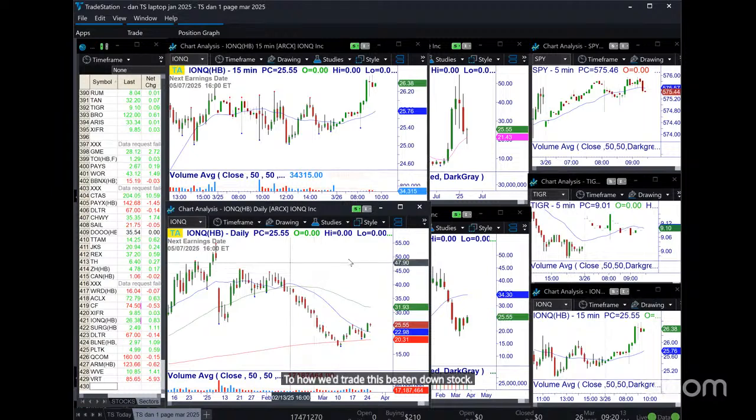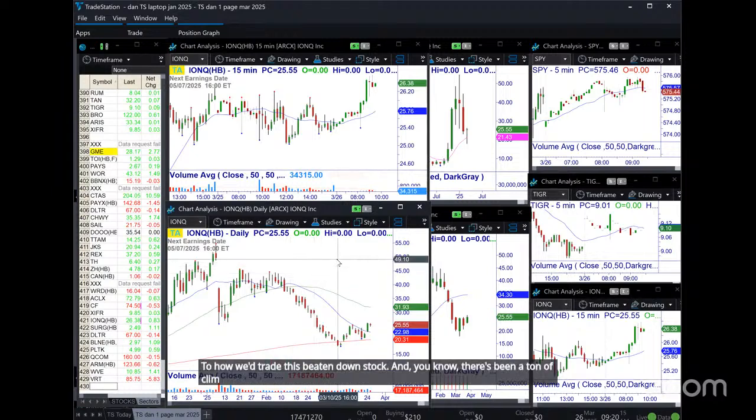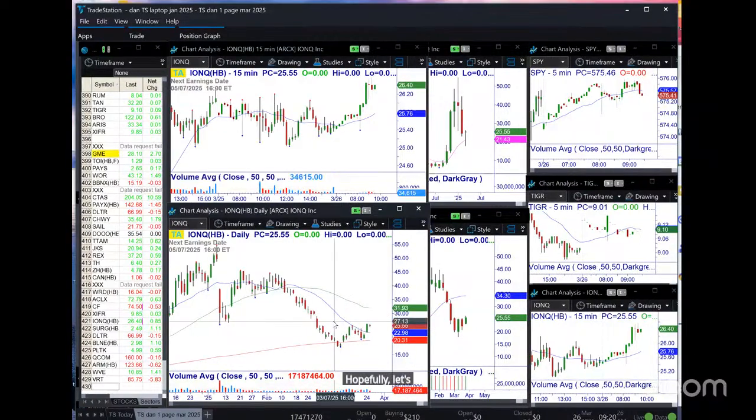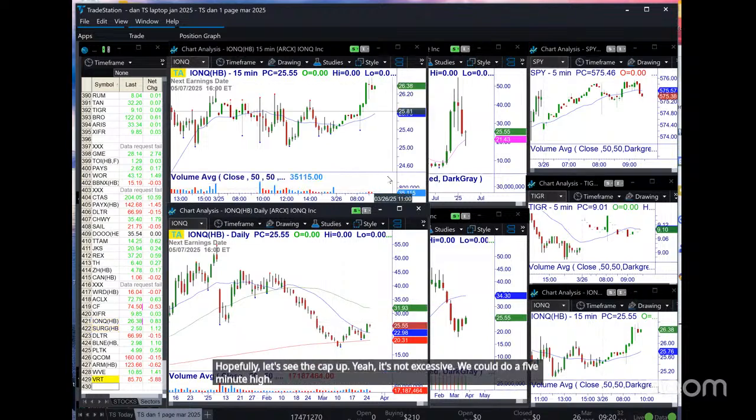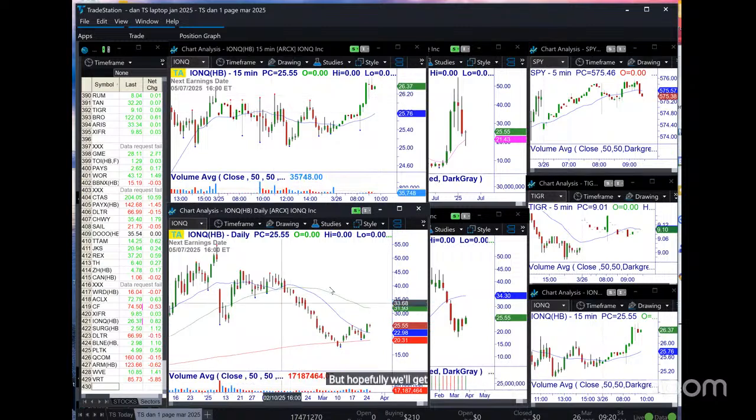And there's been a ton of climaxes and breakouts, so I was grabbing a bunch of charts. So that's good to go. Hopefully, let's see the cap up. Yeah, it's not excessive. We could do a 5-minute high, but hopefully we get a little small pullback of that. That's tier one. Let's go right to earnings.